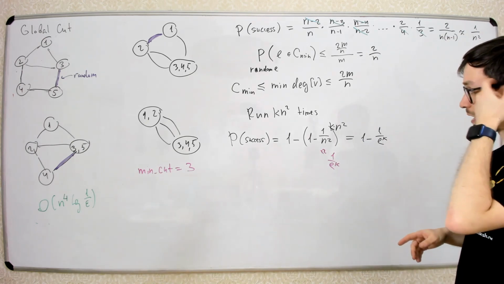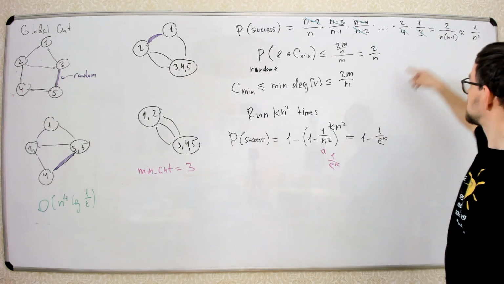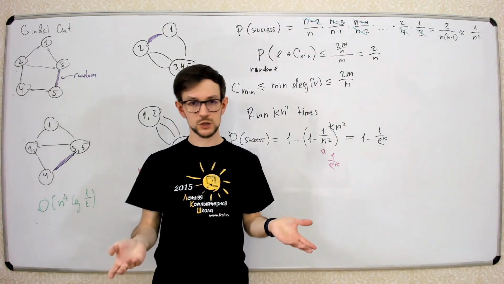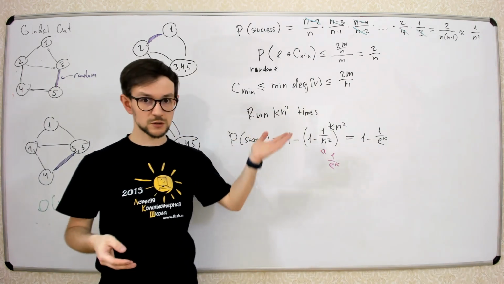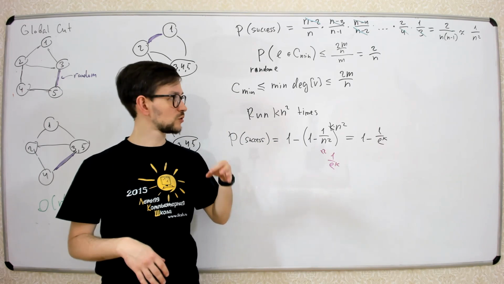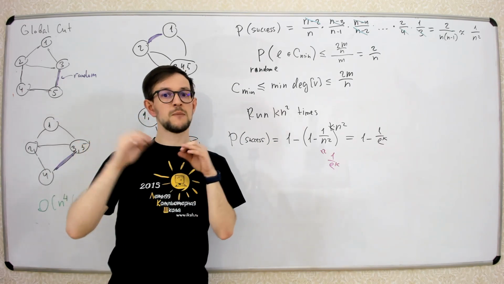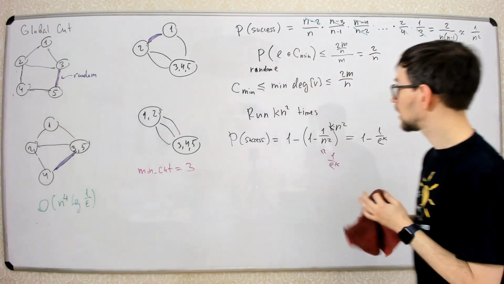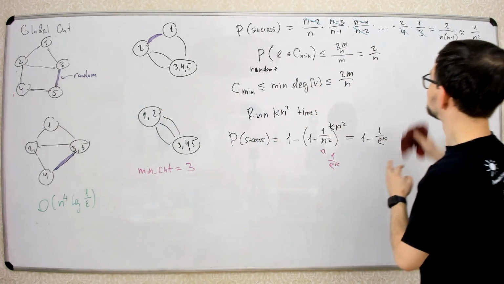What's the idea? The idea is to improve actually this probability. So right now the probability of success is pretty small. So we need to run this algorithm n squared times. Let's try to improve this probability. So we'll try to make the same thing, but with better probability of success. Let's go.